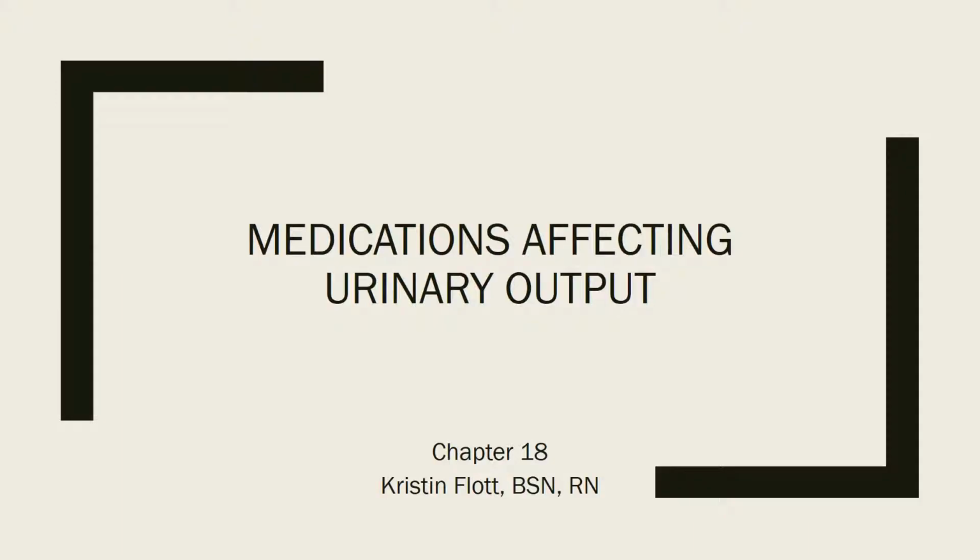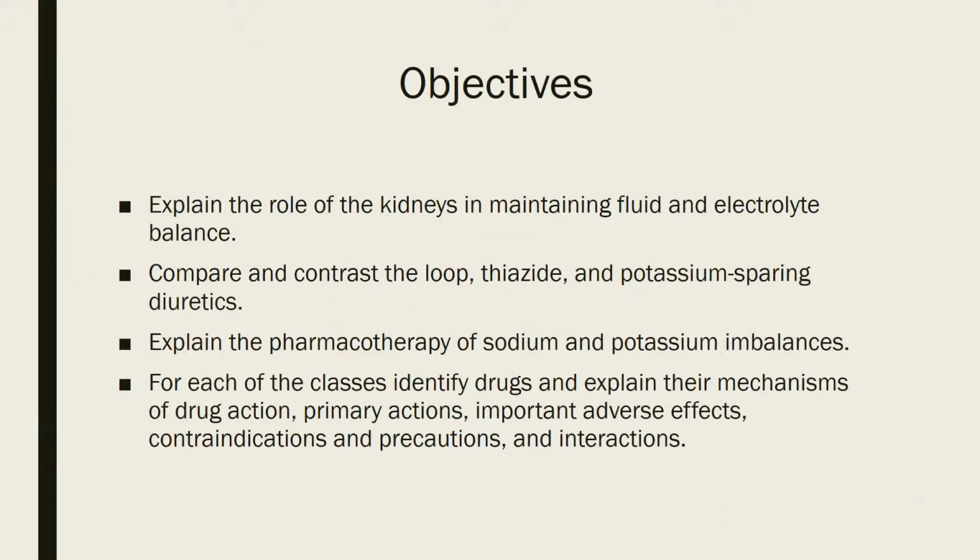Okay, we're going to start with medications affecting urinary output. This is chapter 18. So the objectives: we're going to explain the role of the kidneys in maintaining fluid and electrolyte balance, compare and contrast the loop, thiazide, and potassium-sparing diuretics, and explain the pharmacotherapy of sodium and potassium imbalances. For each of the classes, identify drugs and explain their mechanisms of action, drug action, primary actions, important adverse effects, contraindications and precautions, and interactions.